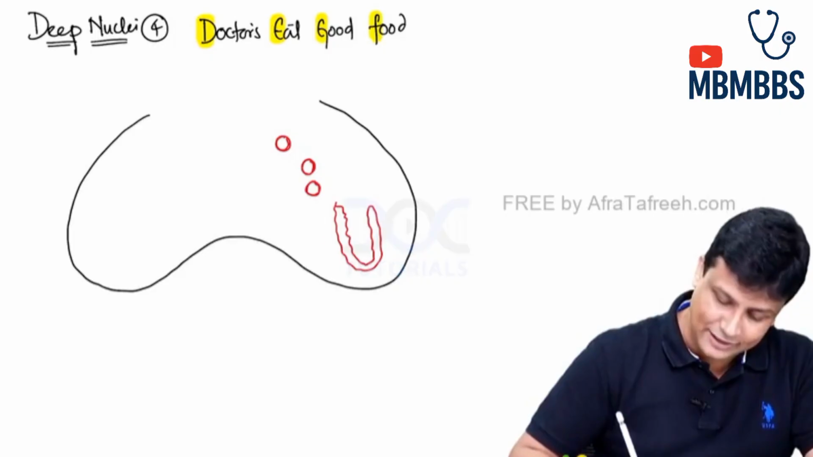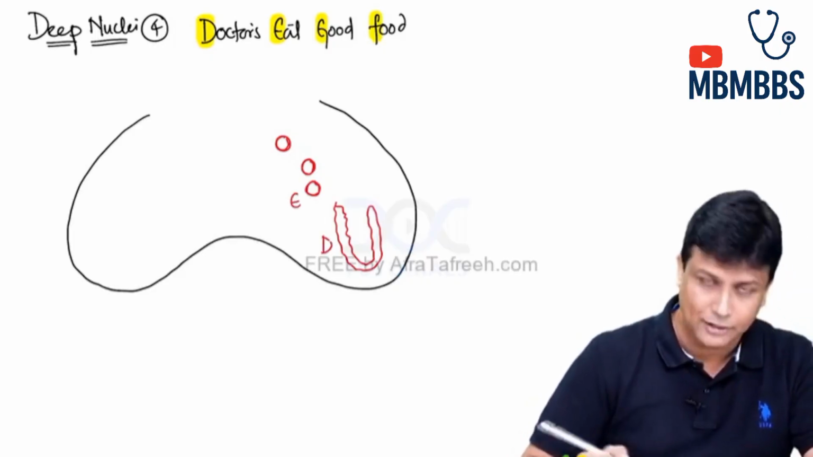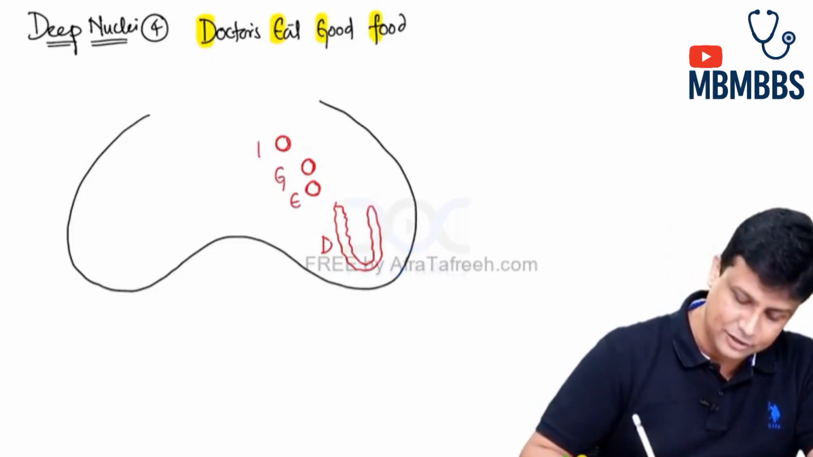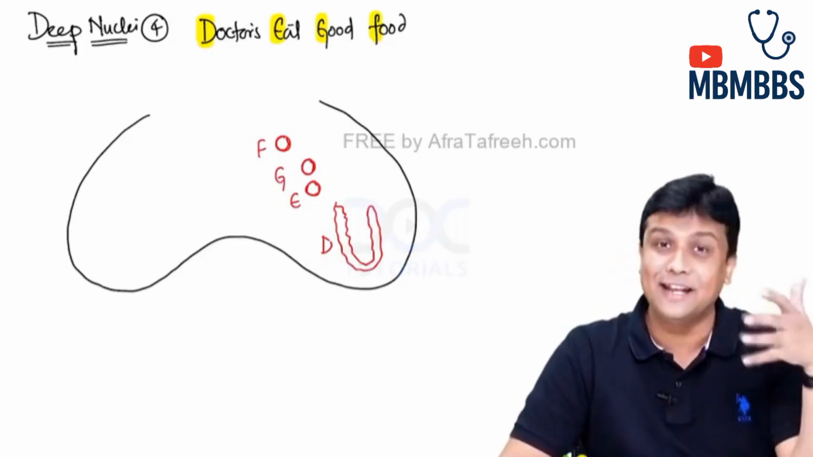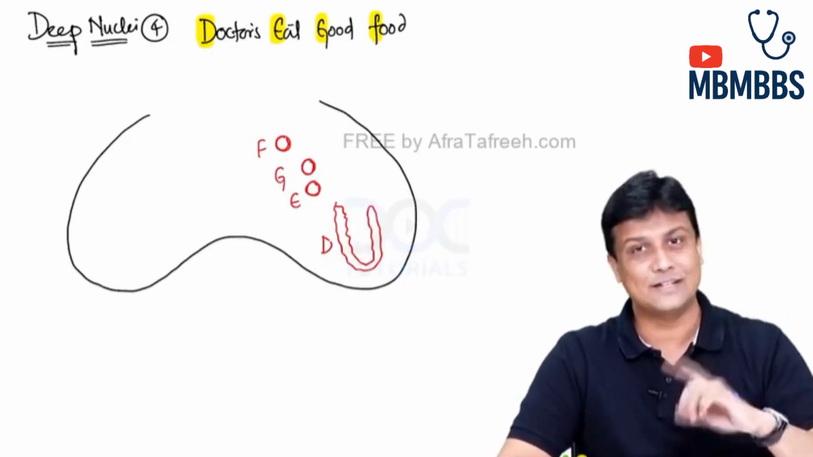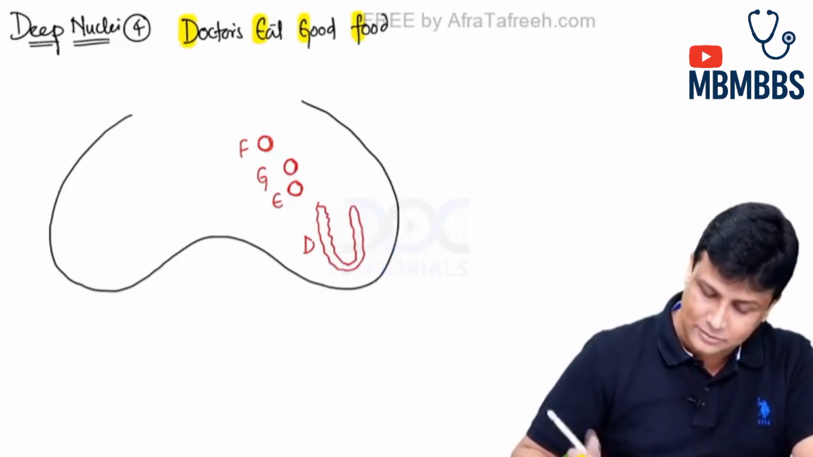First you have the dentate, doctors, then eat, that is your emboliform, and then G here, G for globosal, and then fastigial. So if you remember that one mnemonic, you are able to remember the names of the nuclei as well as their arrangement. So better remember with the help of that mnemonic. Come on, let us write down the names right now.